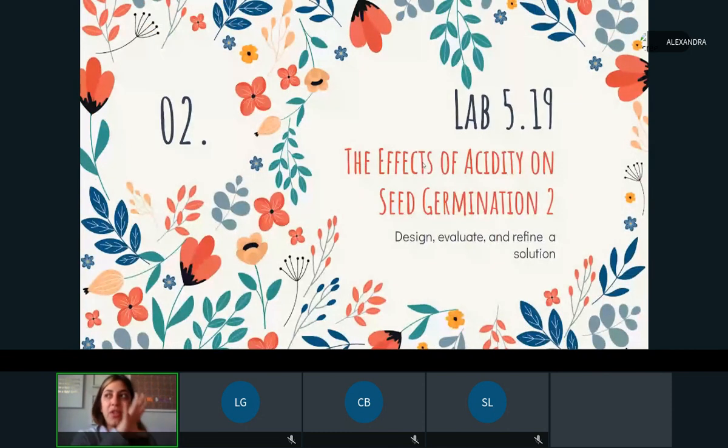Once you're done with that, you move right into lab 5.19. And that's titled The Effects of Acidity in Seed Germination 2. And this is when you are going to design, evaluate, and refine a solution. So thinking about this, right?